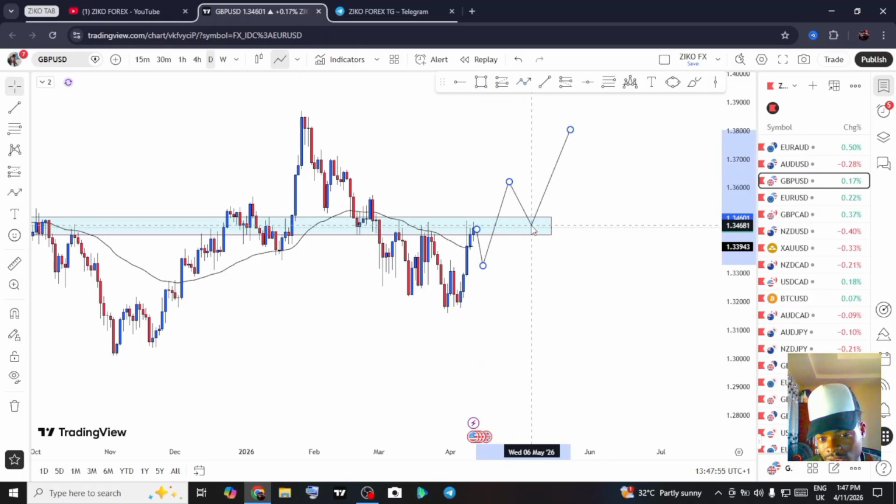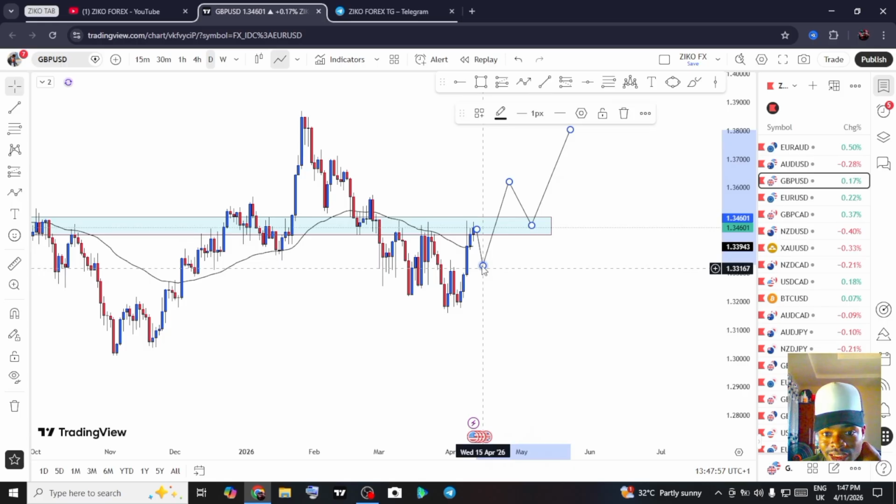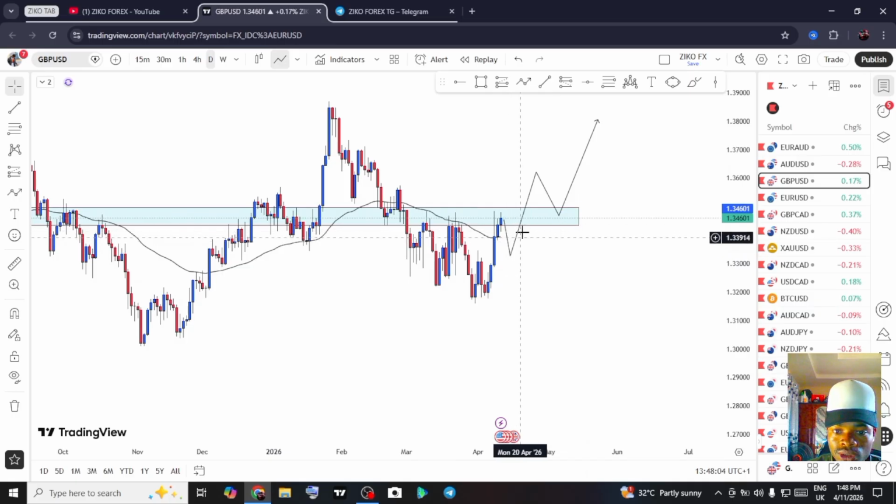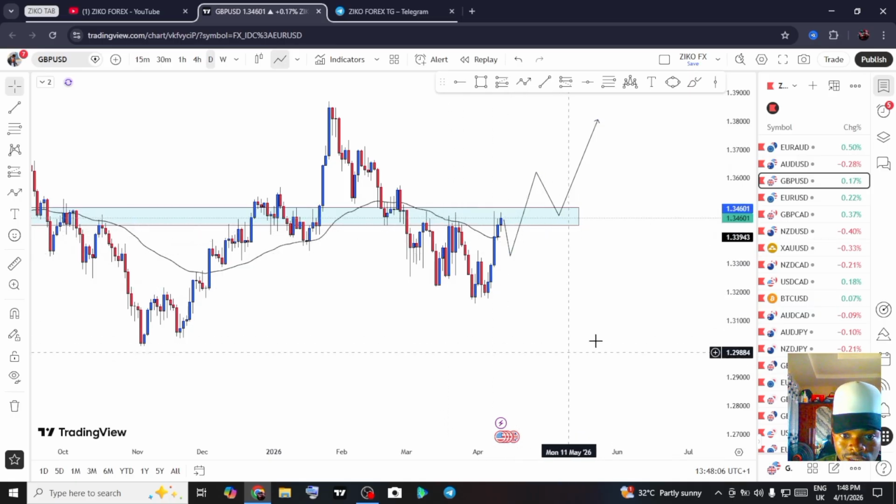Until that happens, I don't think I'll be interested in buying from here. Instead, I'll actually be buying above this area because that is a strong area of resistance. But I don't think this market is going to happen this week, so I'll not be paying attention to this market for this week. I'll just put it on the sidelines to see how it plays out.